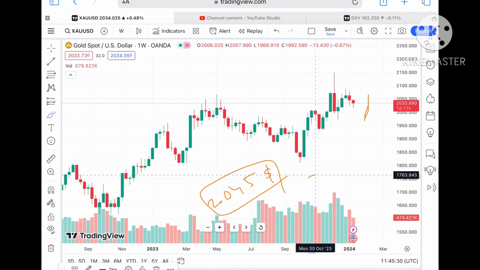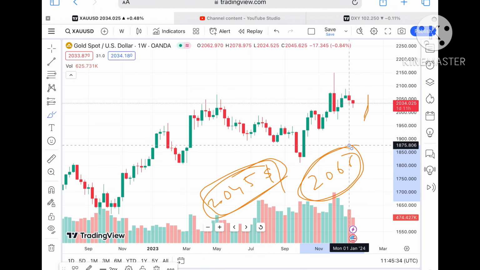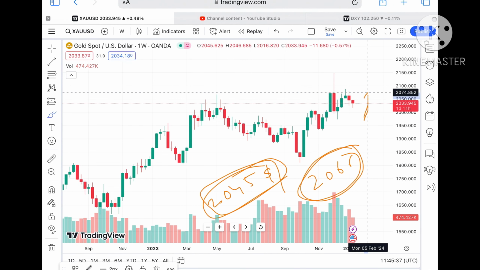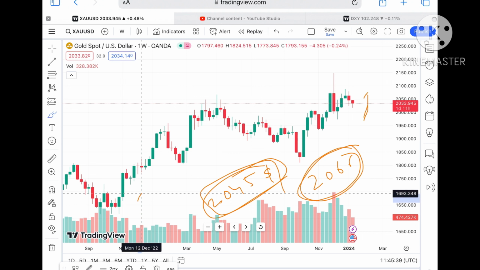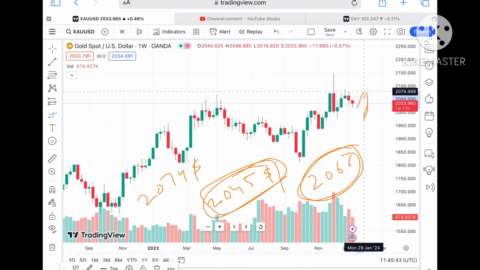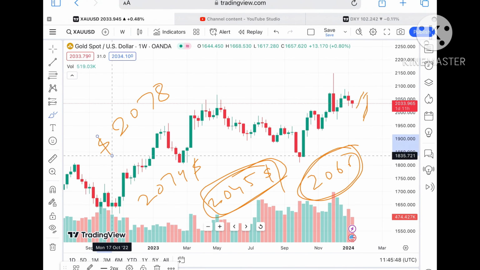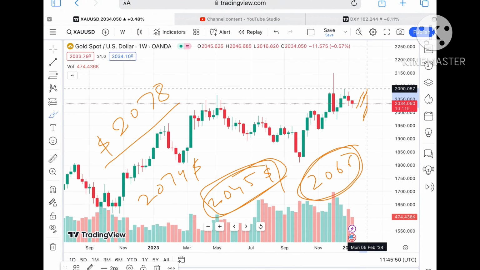go towards a level of around $2066. Okay, after a level of 2045 we will see a level of $2066. Okay, and then if the price sustains above that level, a further upside we can see towards a level of $2074. If the price started going above that level, a further upside we can see towards a level of 2078.